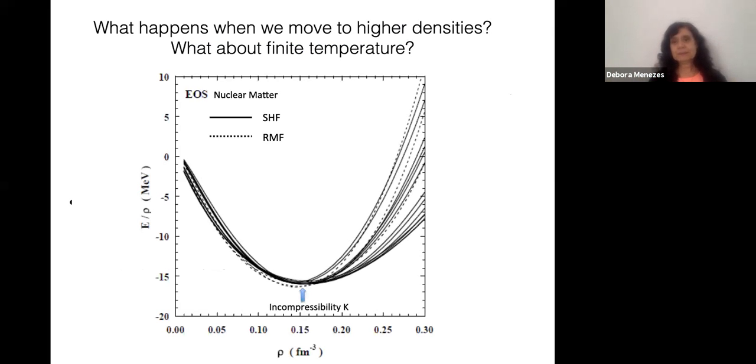This is a graph that shows the binding energy as a function of the density, and you see that the minimum is going to give us the incompressibility. That's one of the characteristics of the nucleus, as I told you before. There are many curves here, you don't have to worry about them, but my point is that different models can still explain reasonably well one point, the saturation point, that's the minimum of this curve, but they can be very different if we move towards higher or lower densities.